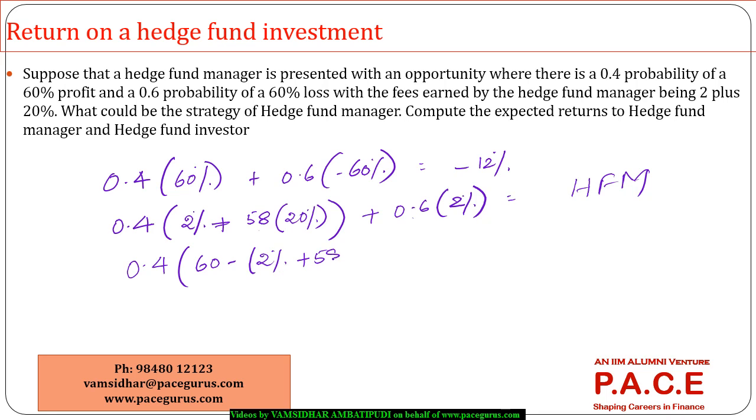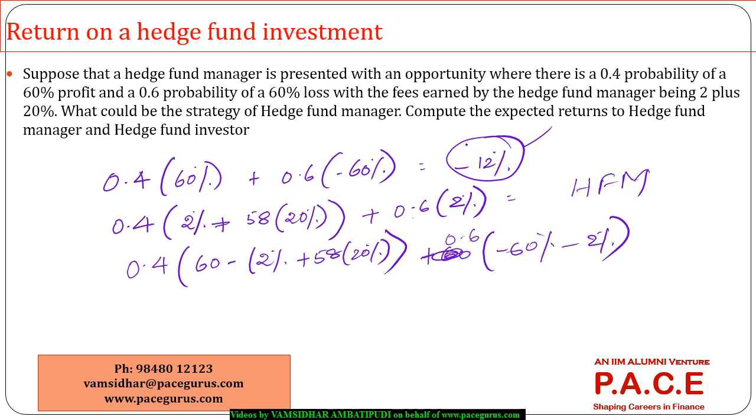He has given this much as the benefit, as an incentive to the hedge fund manager, whereas similarly, there is a 0.6% chance where he has lost 60%, and on top of it, he has also given the 2% as well. So these two things put together, if I'm adding it up, this whole thing should come out to minus 12% itself. So that's how I have to segregate the overall expected return of minus 12% between the return the hedge fund manager is expected to receive and the hedge fund investors are expected to receive.